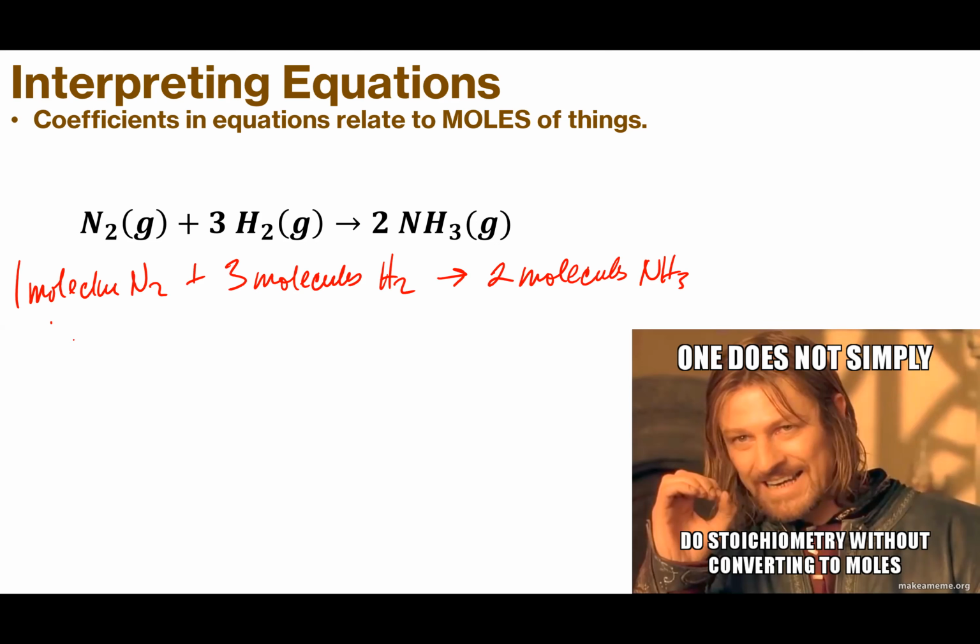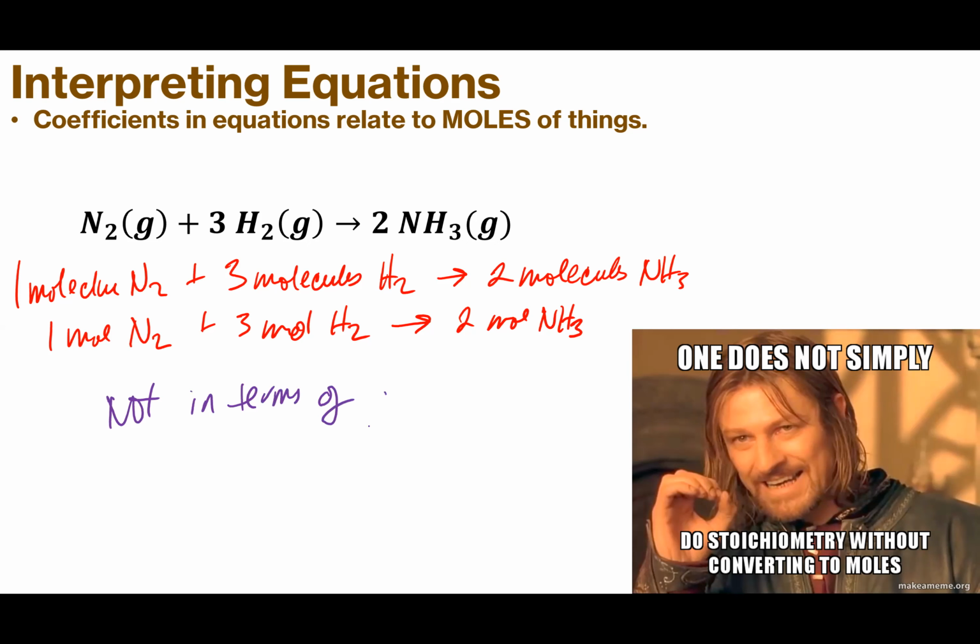We could also say that this is 1 mole of nitrogen and 3 moles of hydrogen, and this is going to give you 2 moles of ammonia. That's also acceptable. Remember, moles and molecules are related by Avogadro's number, so these are the same idea. What we cannot do is say grams. This is not about grams. This is all about moles.